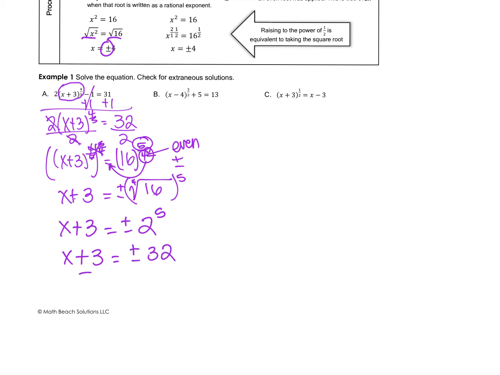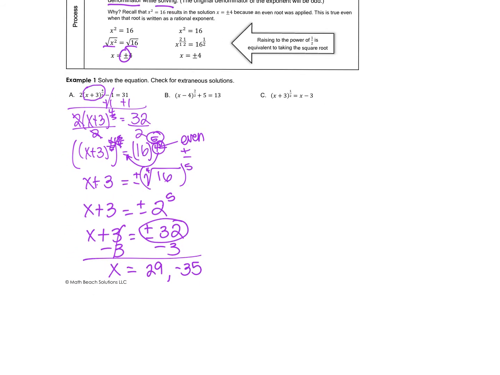So I isolate my x by subtracting 3. Now you're going to be getting 2 answers here. So make sure that you subtract 3 from positive 32, which would give you 29. And then you do negative 32 minus 3, which would give you negative 35. So we get 2 solutions here because this right here was even. So if that denominator, when you raise both sides to the reciprocal, is even, you get 2 answers.